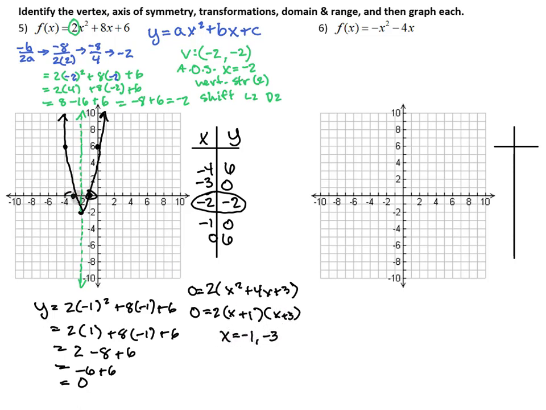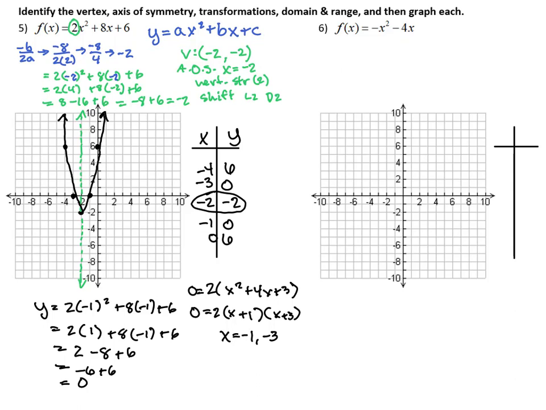And guess where it's crossing? At -1 and -3. Okay, now you weren't asked to do that, but I'm just pointing out that these are the solutions. If we set our equation equal to 0 and solved for x, it is the x-intercepts for my graph. Okay, let's try one more of these.